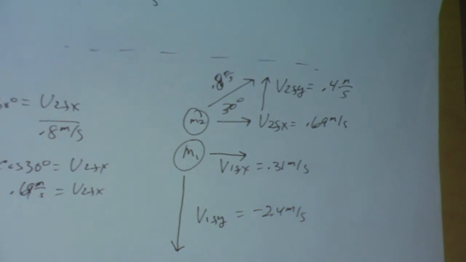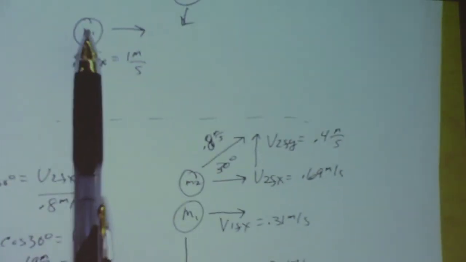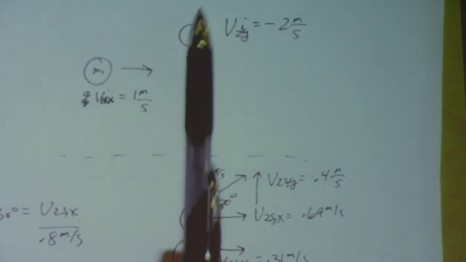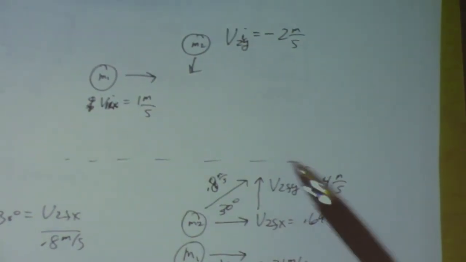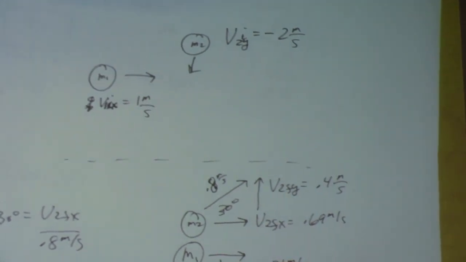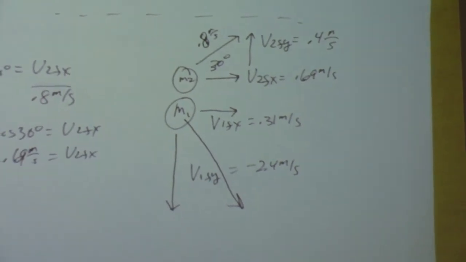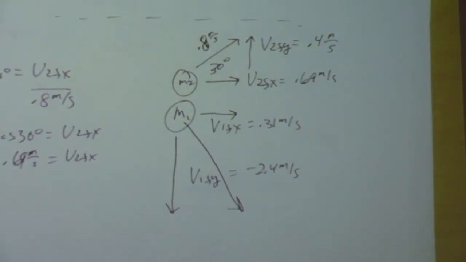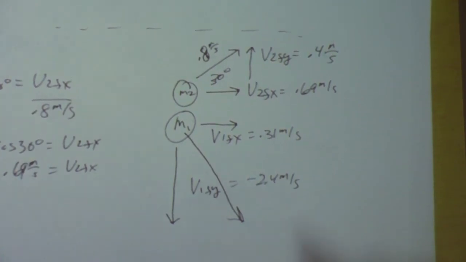So here's the recap of the story. Mass 1 was heading this way. Mass 2 was heading this way. They collided. Mass 2 headed off this way. So in response, mass 1 had to head off really this way, right? Because it's got an x part and a y part. So you can kind of picture that happening. And we had to conserve momentum in the x direction independent from the y direction to come up with these values.